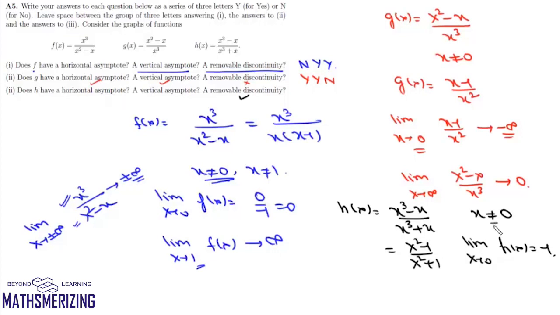So the only point of discontinuity is 0, at which it has a removable discontinuity, so it doesn't have a vertical asymptote. And for horizontal asymptote, we'll find this limit, x tends to infinity, h(x). Now here, the degree of numerator is the same as the degree of denominator. So the answer to this limit will be the coefficient of x cube in the numerator upon the coefficient of x cube in the denominator, which is 1. So this limit approaches a finite value. That means it has a horizontal asymptote. So for this third one, the answer will be yes, no and yes.